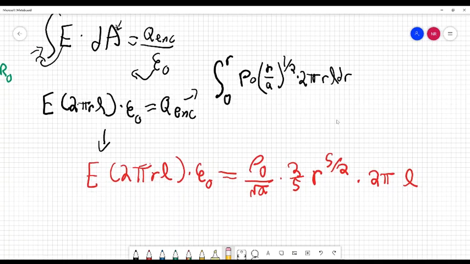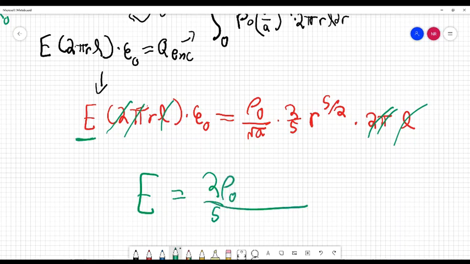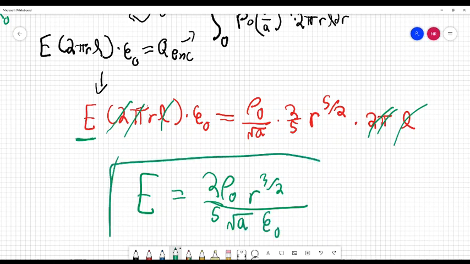And from this equation, you can see that there's a few things we could cancel out. Cancel out the 2, the pi, and the L on both sides. And then what we're left with, again, we're solving for electric field. We just have to divide by epsilon naught times r, and we'll get E equals 2/5 rho naught r to the 3/2 over square root of a times epsilon naught.